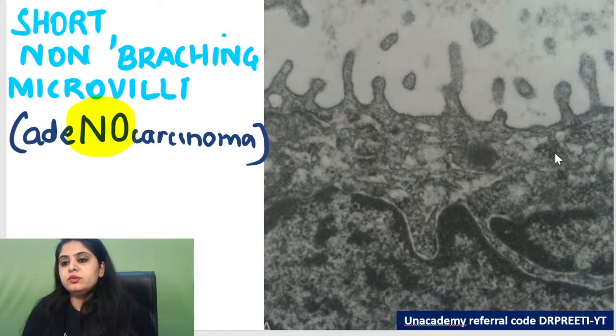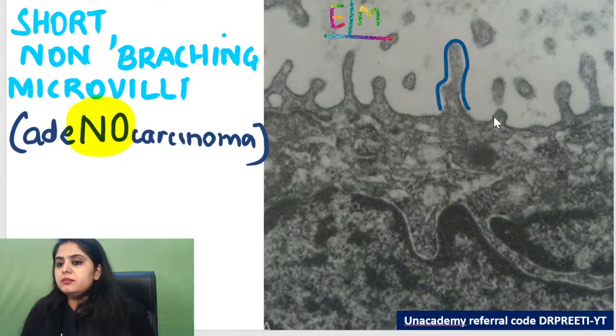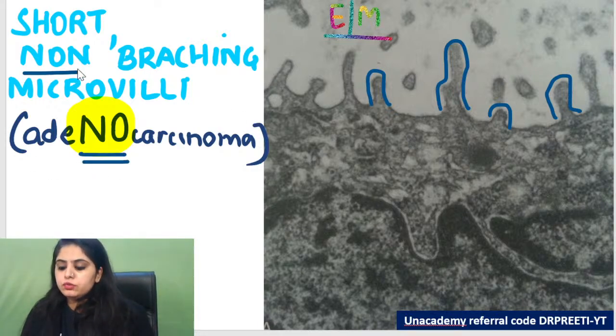So I'll show you the picture. See, this is the image that you'll get. This will be a black and white photo. You will say, ma'am, I got a picture of electron microscopy in the paper and I could see these microvilli, but they were very short. They were very short like this. There was no branching. This will be remembered: adenocarcinoma shows you no branching microvilli.